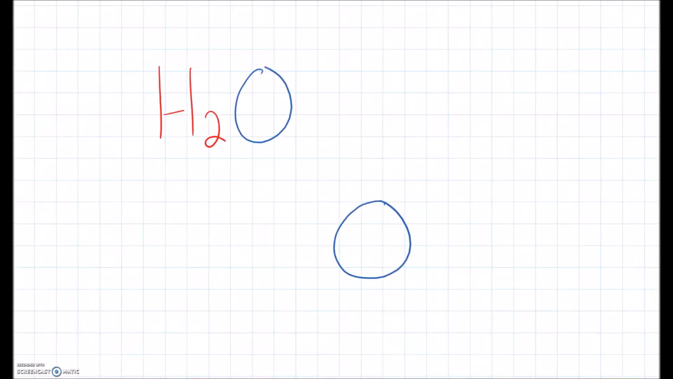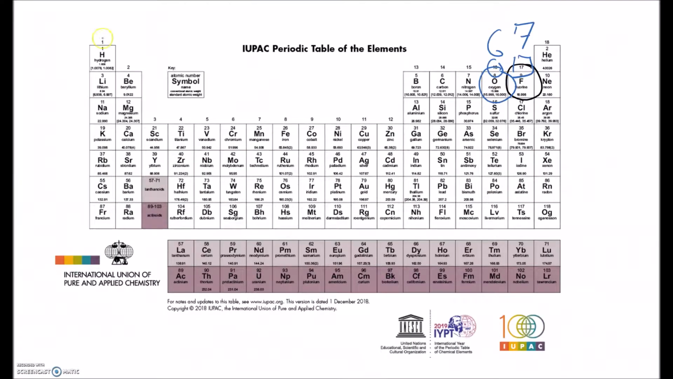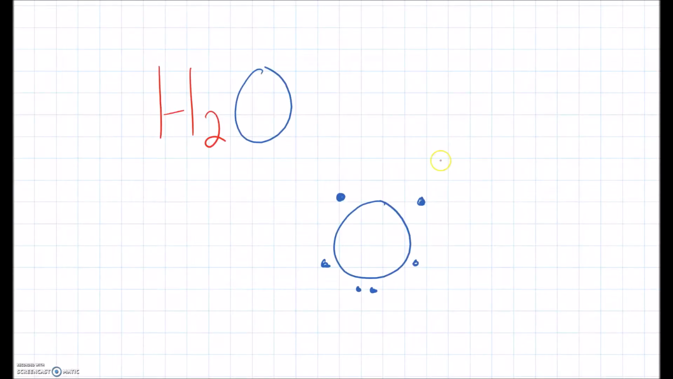So let's draw those 6. I'm going to draw one here, and then 4 more down here. Our hydrogen has how many valence electrons? Let's look at our periodic table. Hydrogen has 1. And there's two hydrogens. And there's 2 of them. So let's draw a hydrogen here, and let's draw a hydrogen here.